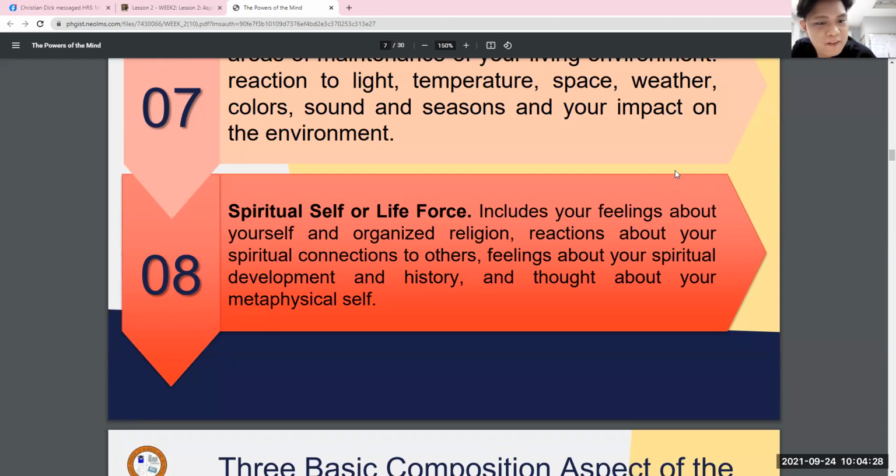Anong point mo doon, sir, sa spiritual self and life force? Na kailangan din nating i-develop. May tamang oras, may tamang panahon para makilala ninyo your spiritual self or for the improvement of your spiritual self. Or meron sa inyo mga classmate na kilala nyo na kung sino makakapagbigay sa inyo ng comfort in your spiritual self, or paano niyo makilala si God or kaya sa ibang aspect.